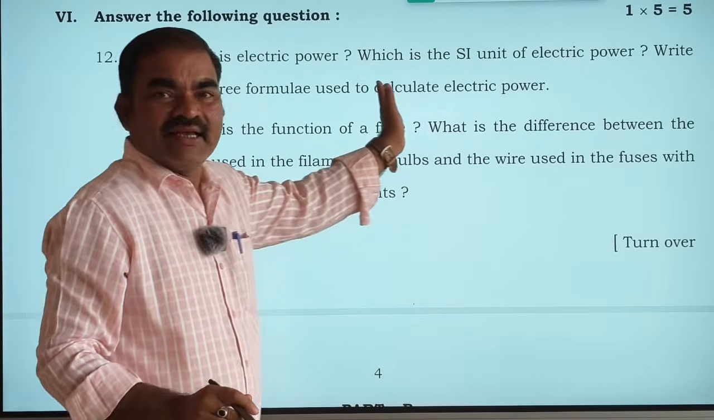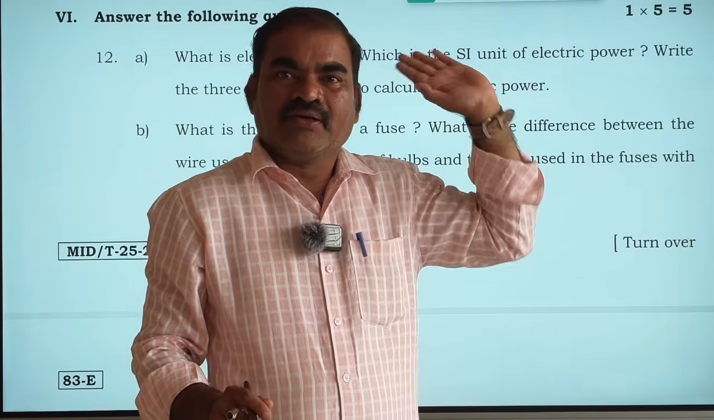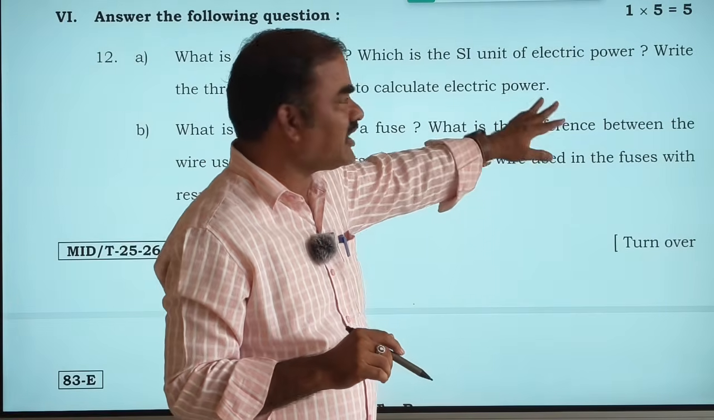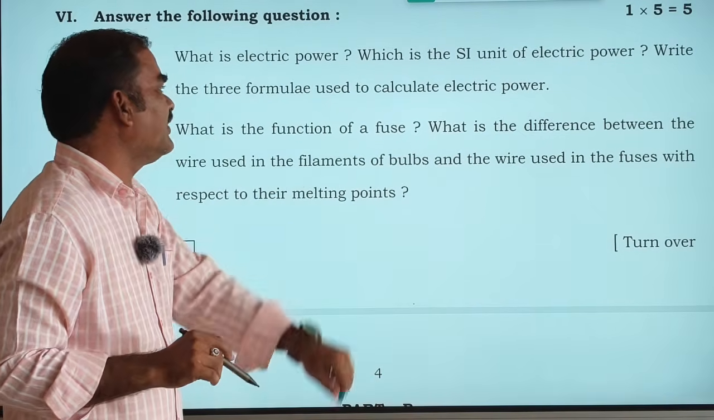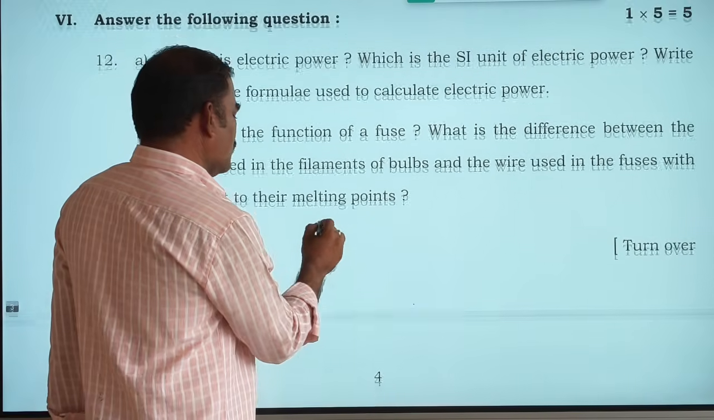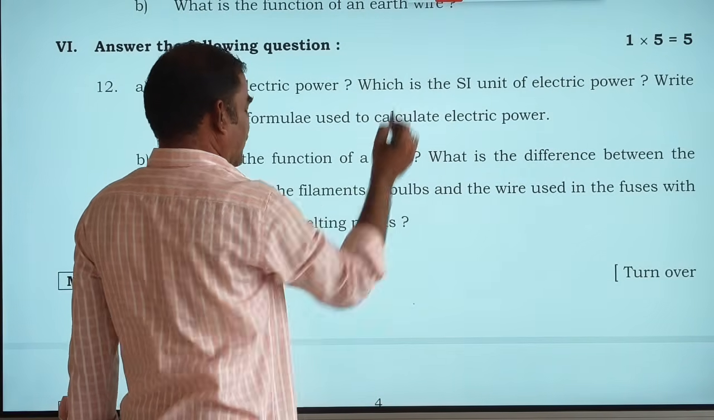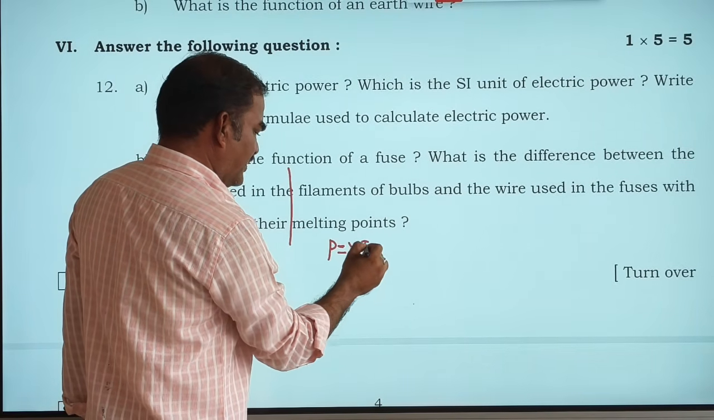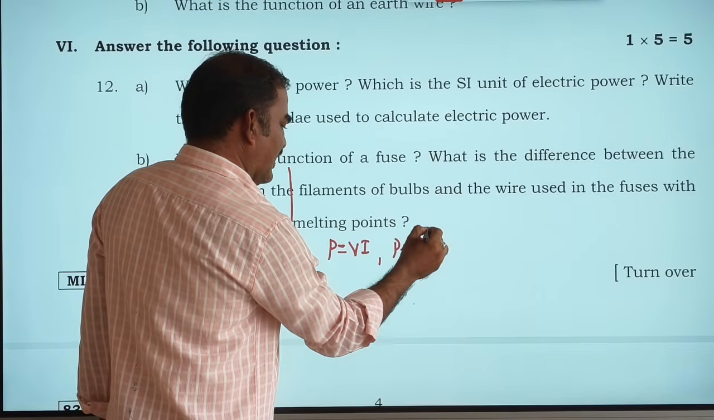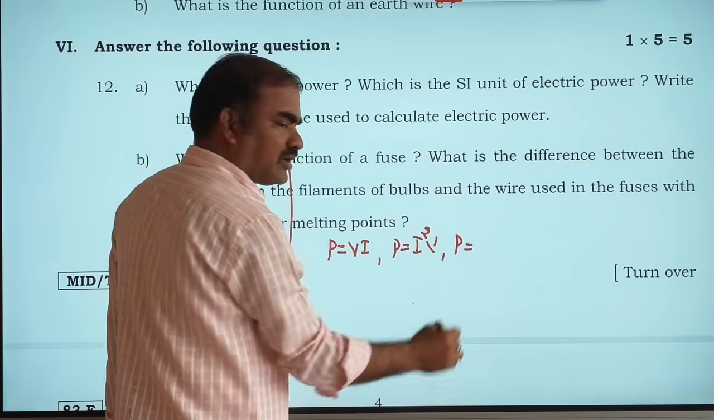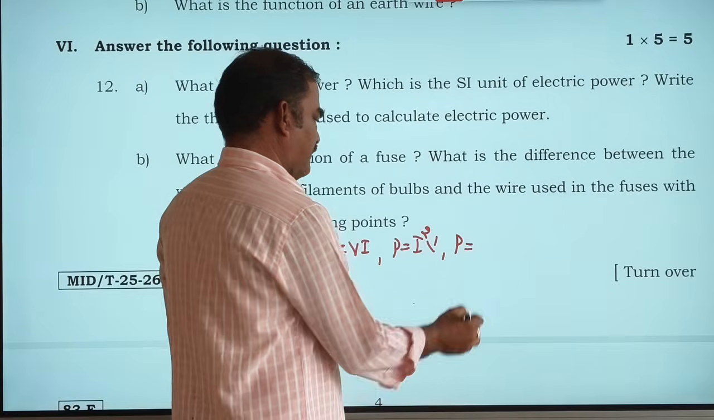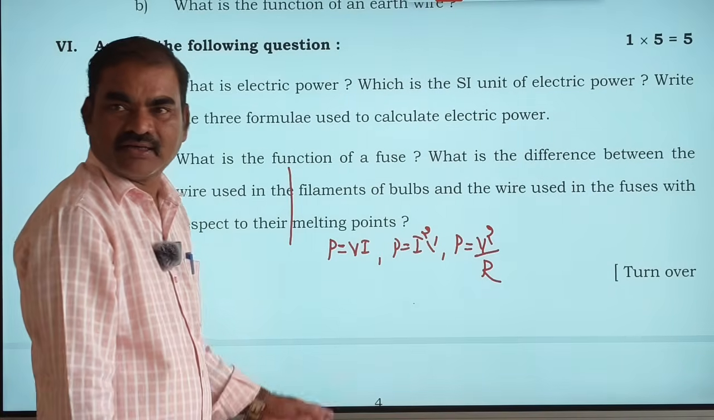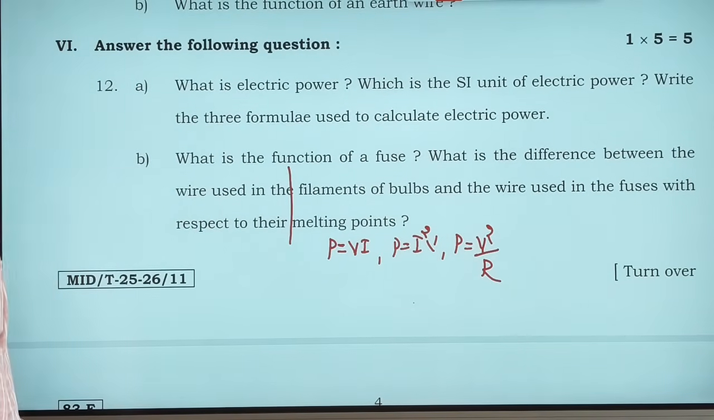Next, what is electric power? The consumption of energy we call electric power. The SI unit is watt. And write 3 formulas for electric power. P equals VI, P equals I square R, P equals V square by R. These are the 3 relations.